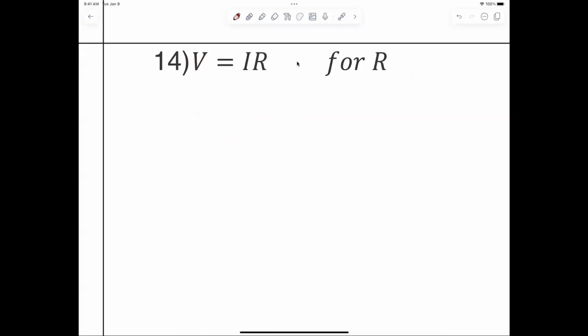All right, let's try 14. Volts equals current times resistance. We are solving for R. Anthony? Yes, R equals V divided by I. That's it. Nope, it's the same thing. Just traditionally, we write the variable that we're solving for first.